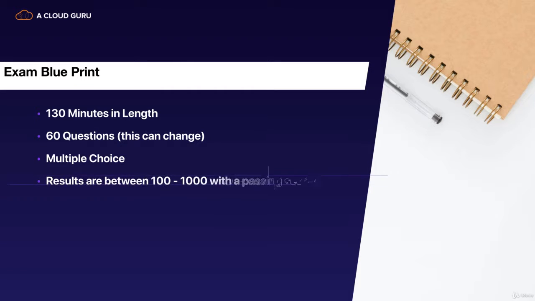Sometimes you have to choose one answer, sometimes you have to choose two. It'll tell you in the question how many you have to choose. And your results are always going to be between 100 to 1000, and your pass mark is 720. So you need to get roughly about 70% in order to pass the exam. So always aim for 70%.